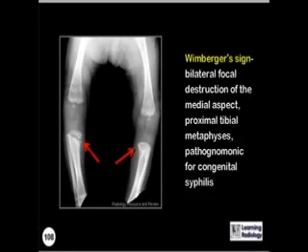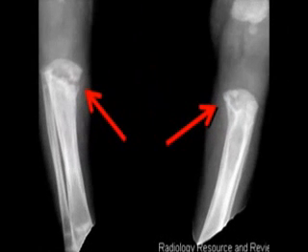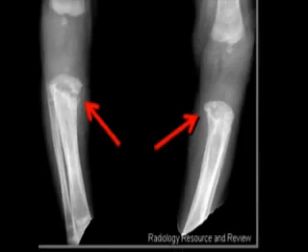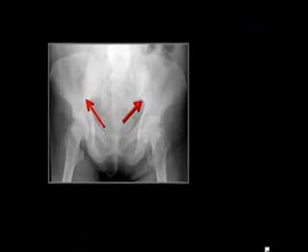This is Wimberger sign, bilateral focal destruction of the medial aspects of the proximal tibial metaphyses, pathognomonic for congenital syphilis. There's also periosteal reaction of both tibias. What is the descriptive term given to this appearance?